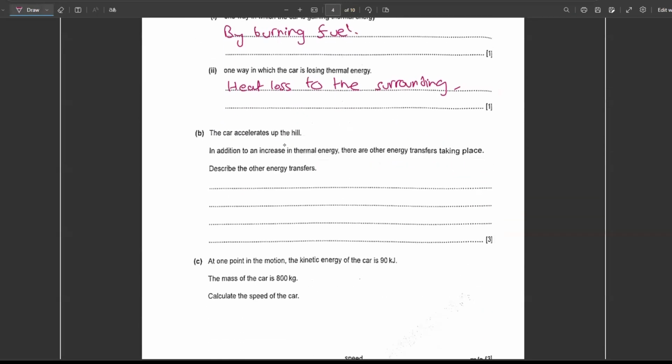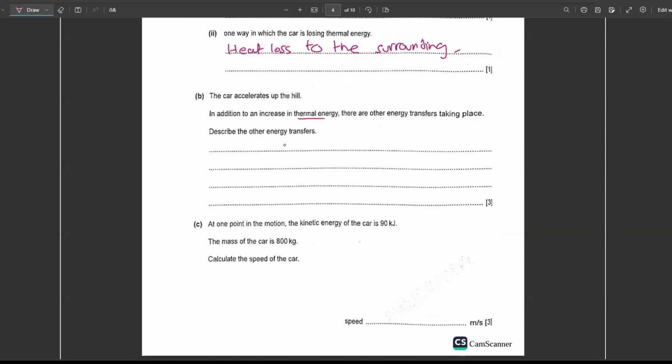The car accelerates up a hill. In addition to an increase in thermal energy, there are other energy transfers taking place. Describe the other energy transfers that take place. The car accelerates, velocity is increasing, so kinetic energy is increasing. Up the hill, that means height is increasing, so gravitational potential energy is increasing. So you will say chemical energy, that is the energy in the fuel, gets converted into what? Kinetic energy. And chemical energy also gets converted into what? Gravitational potential energy. Simple as that.